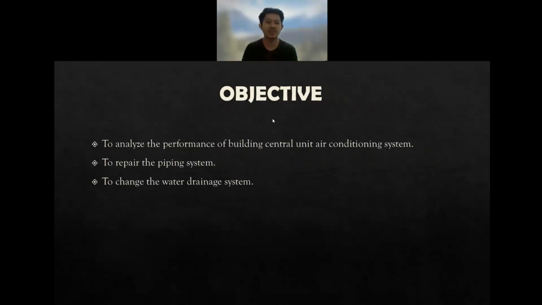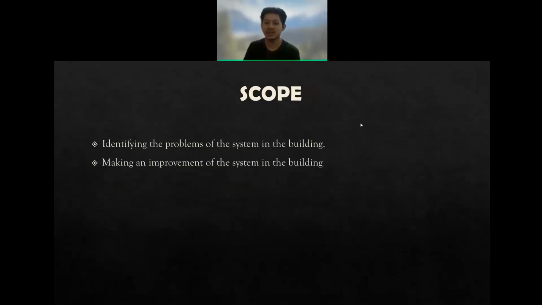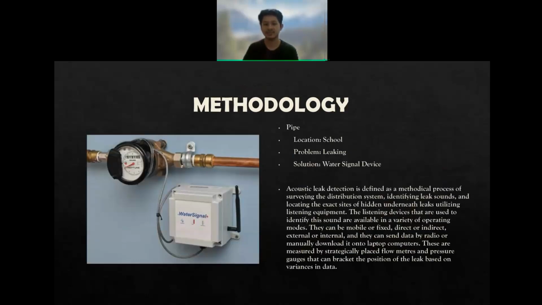Next, the objectives of our project are to analyze the performance of the building central unit air conditioning system, to repair the piping system, and lastly to change the water drainage system. Next is our scope for this project: identifying the problems of the systems in the building and making an improvement of the systems in the building.